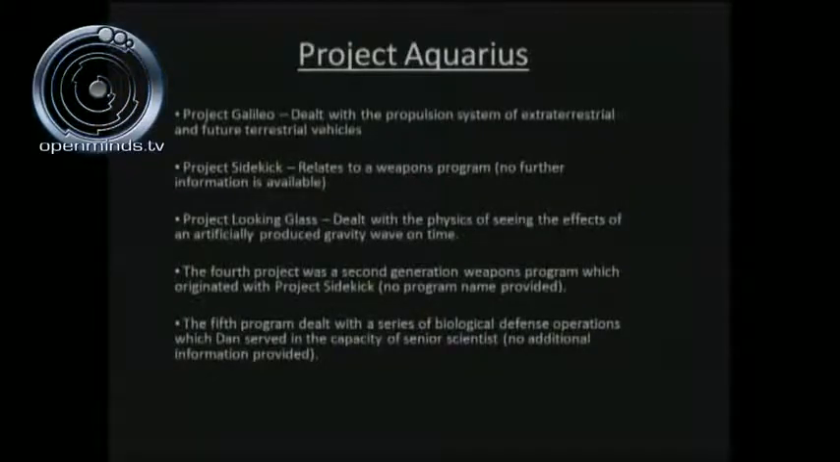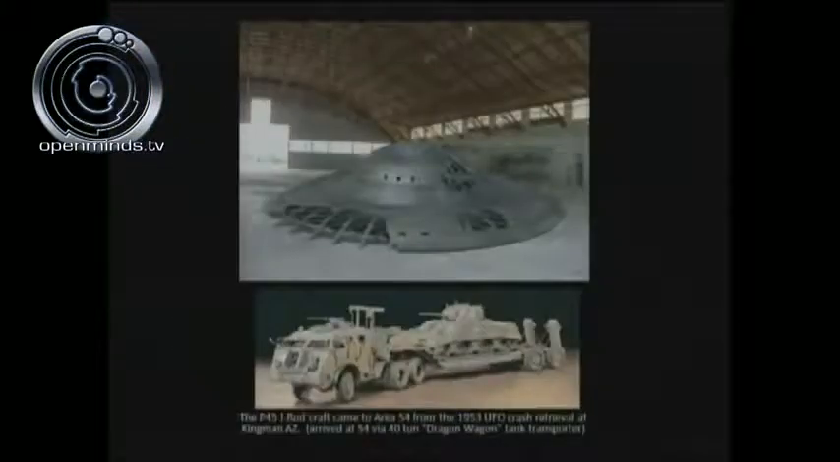Second one under Project Aquarius was Project Sidekick. Relates to a weapons program. No further information is available from Dan Burish on that program. Project Looking Glass dealt with the physics of seeing the effects of an artificially produced gravity wave on time. The fourth project was a second-generation weapons program which originated with Project Sidekick, no program name provided. The fifth program dealt with a series of biological defense operations in which Dan served in the capacity of senior scientist. So those are the programs that fell under Project Aquarius.